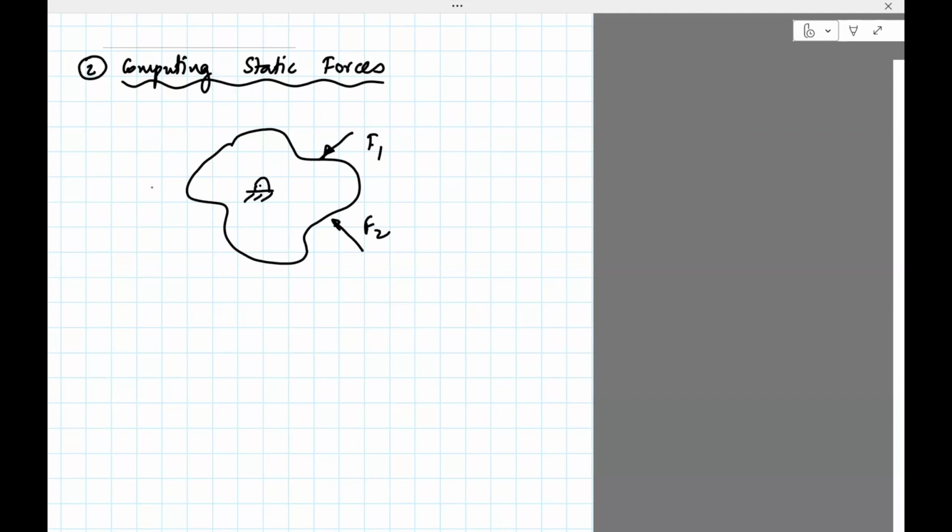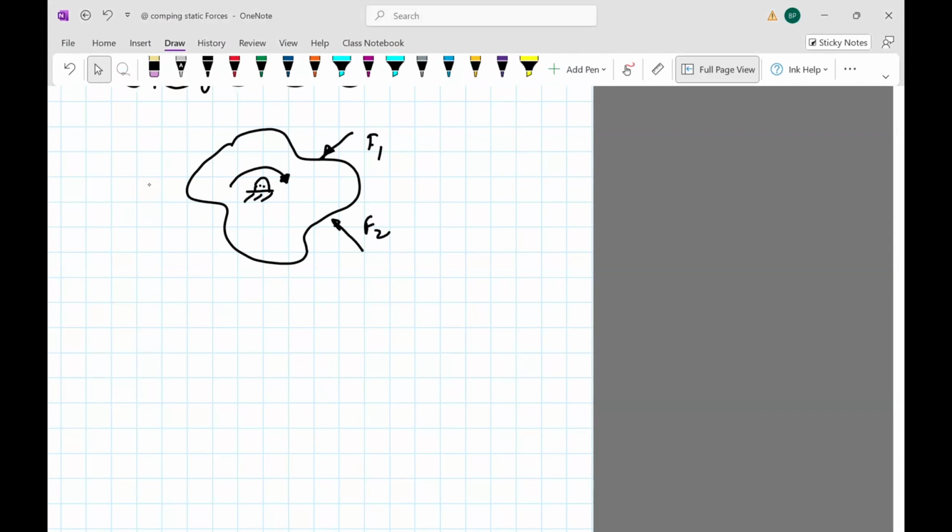And so what we want to happen is we want to connect this pin joint to a motor, and that motor should apply a torque which will prevent this body from rotating. So there is a torque needed to prevent this from moving.